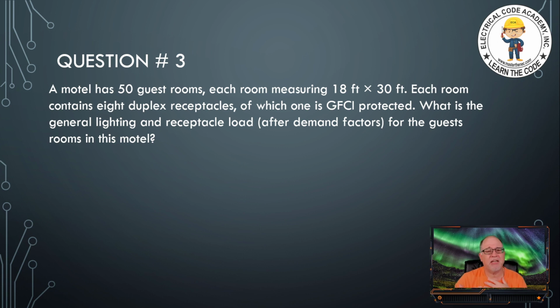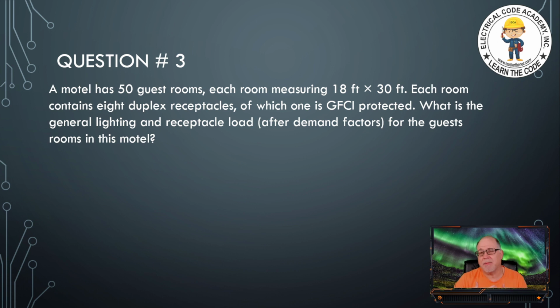It tells us that each room has 8 duplex receptacles, of which one is GFCI protected, as if we care about that, because again, we have to know what the question is asking us. It says, what is the general lighting and receptacle load after demand factors for guest rooms in this motel?